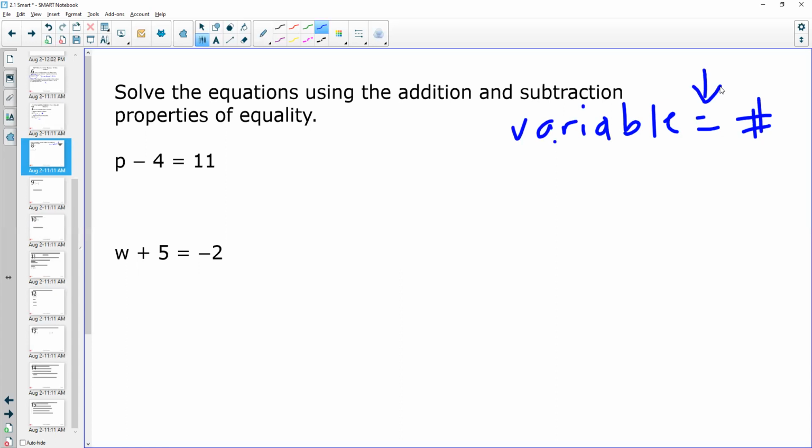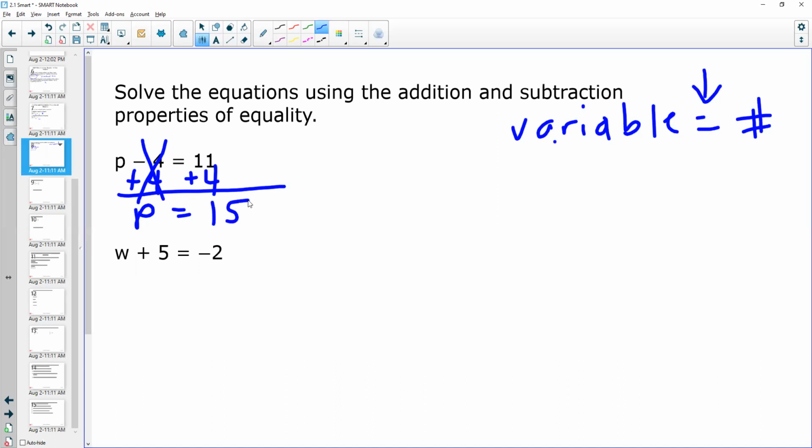So when we're solving p minus 4 equals 11, essentially what I'm going to do is use the property of addition to move the negative 4 from one side of the equation to the other. I can add the same value to both sides. When I add 4 on the left, it actually creates a 0. So all I have left is p, that's good. When I add it to the other side, I get 15. So I know p equals 15.